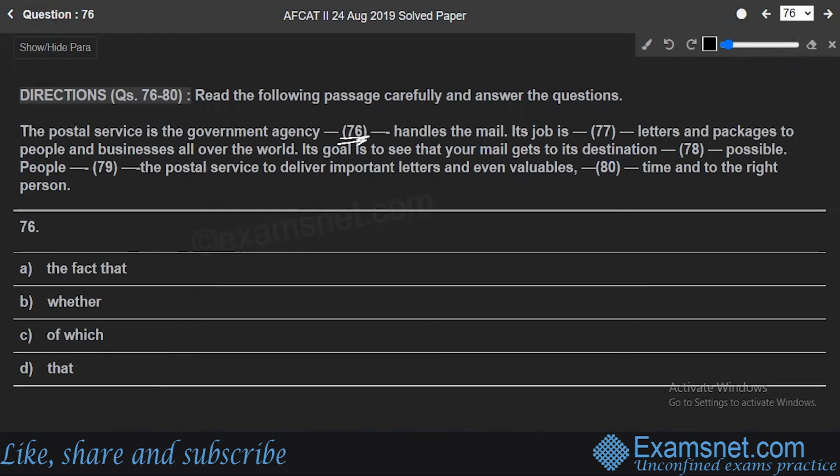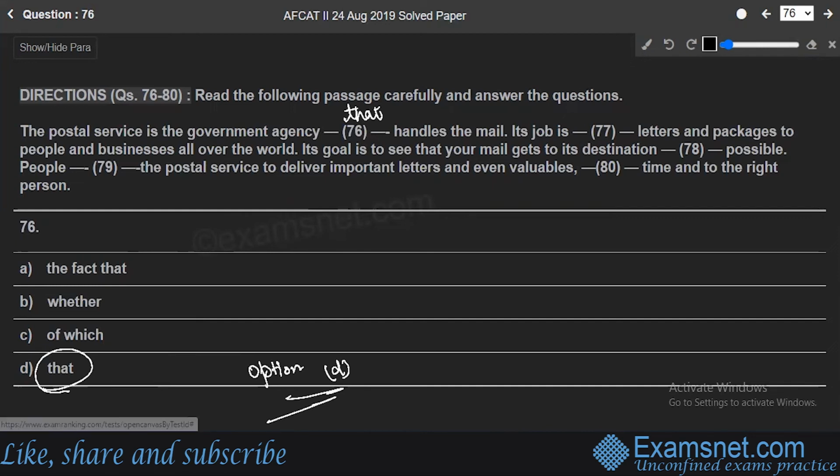So let's read all. The postal service in the government agency, the fact that handles the mail. The postal service is a government agency, whether handles the mail. The postal service is the government agency of which handles the mail. The postal service is the government agency that handles the mail. So when I've read the options, I hope this is pretty clear to you that this is the word which absolutely is fitting over this place. So the postal service is the government agency that handles the mail. This is the answer. So option D is the answer to this question.